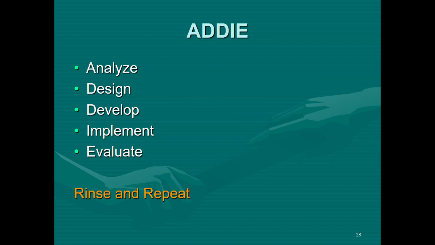So that's a summary of the design process or developing instruction. Analyze, design, develop, implement, and evaluate your instruction. And then rinse and repeat simply means you're going to revisit these steps with your instruction to make it better and better.